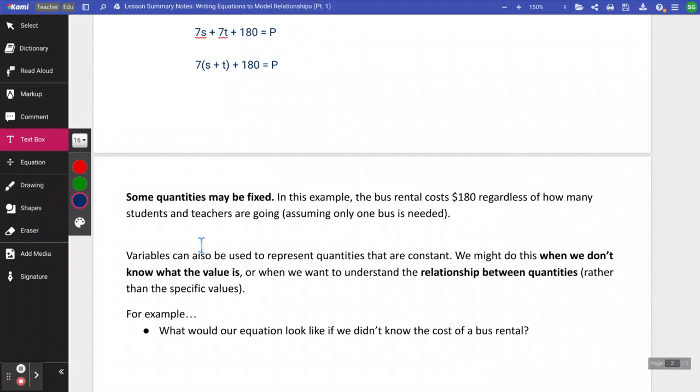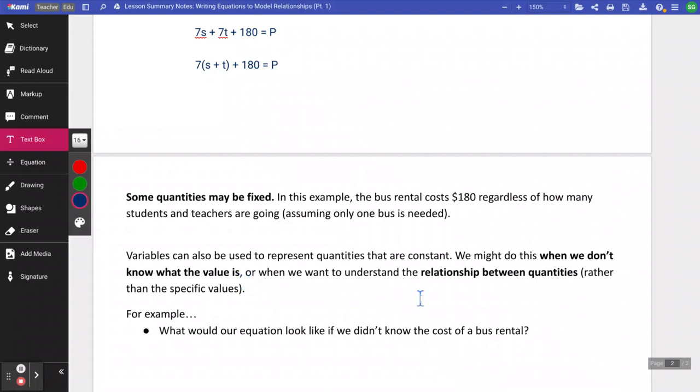We might also choose to use variables even if something is constant. And the reason we might do this is there's 2 parts. We might want to do this if we don't know what the value is. So let's say you know it's going to cost $7 for each person going on this field trip, and you know you're going to need a bus, but maybe you don't know the price of that bus yet. We might use a variable in that situation.